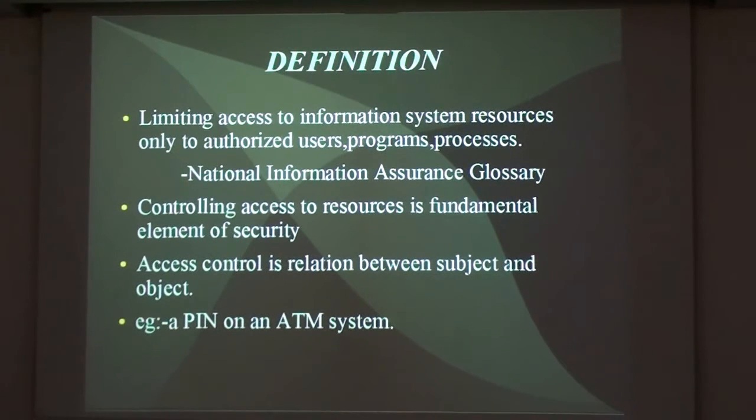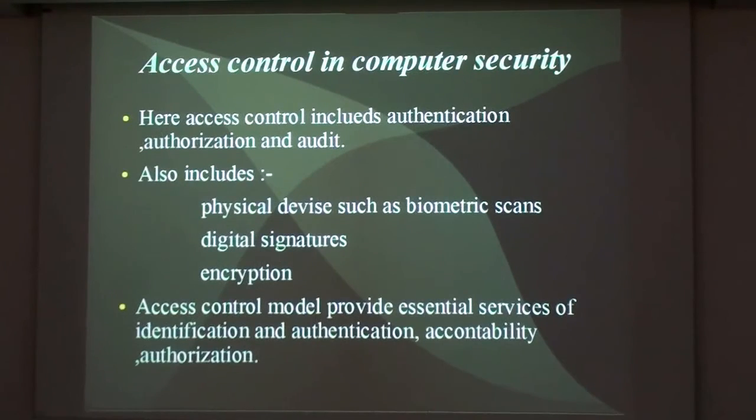Access control is the relationship between subject and object. The subject is always an entity that receives the information from the object. The object is always an entity that produces the information. For example, a PIN on an ATM system. When you go to an ATM system, you have to enter a PIN number to access your account. That PIN number is a form of access control.